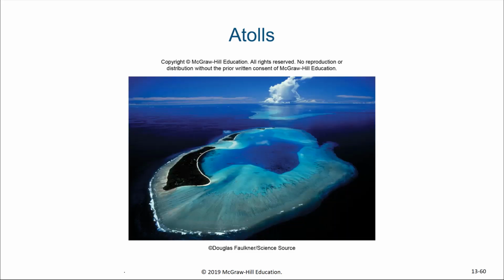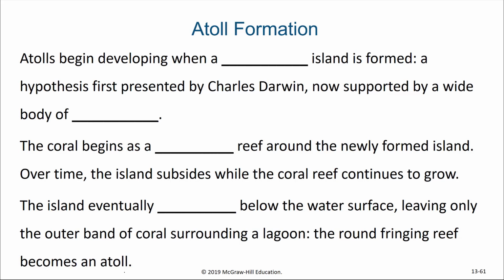These structures are very mysterious and puzzled scientists for a while as to how they were formed, because often they are not close to any other land, and yet the coral reefs are growing right at the surface. The person who accurately described how coral atolls are formed is actually Charles Darwin.